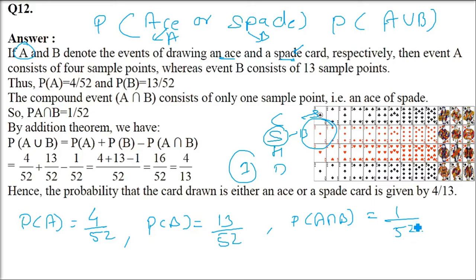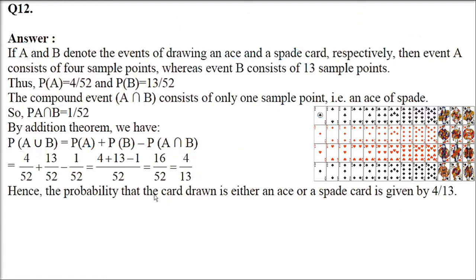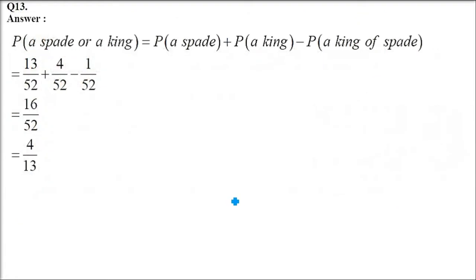So now we have all the things required in the addition theorem. To find A union B, just put these three values in the formula. I hope you'll be able to do it. This is simply 4 by 13. Please remember this question because the next question is exactly like this. The same answer is coming.